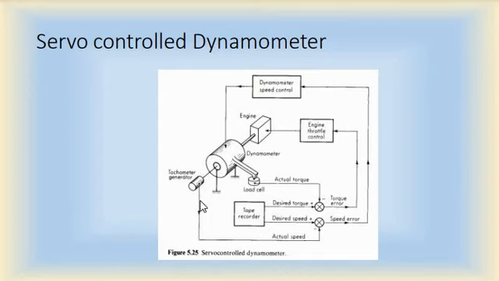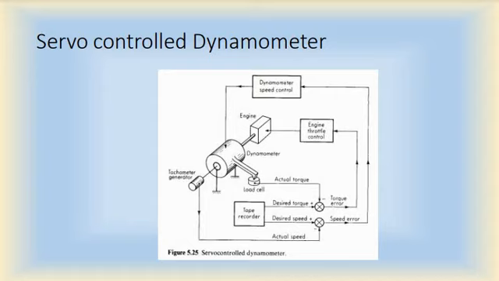Here both the systems, that is both the torque and speed control systems, will operate simultaneously and continuously to force the engine speed and the torque to follow the tape recorder commands. So that is about the servo control dynamometer.